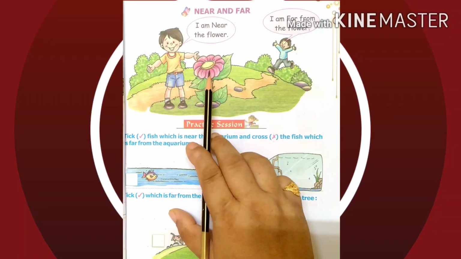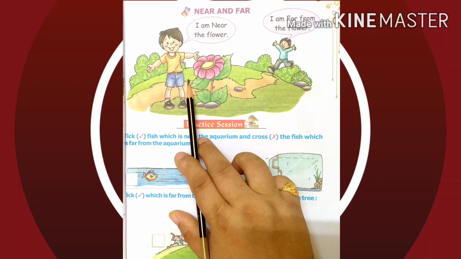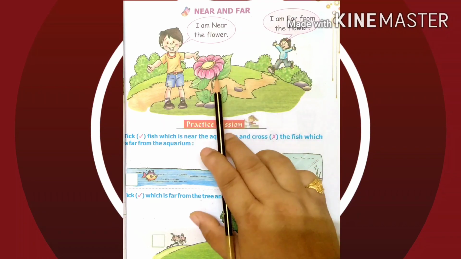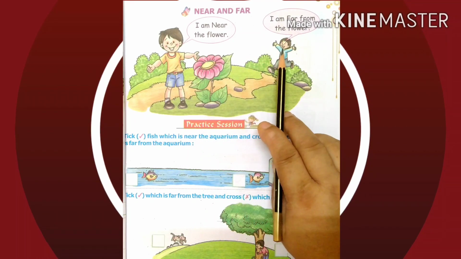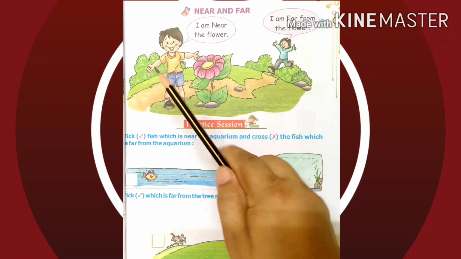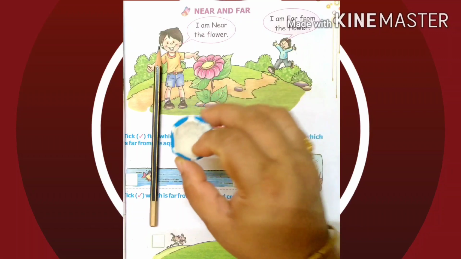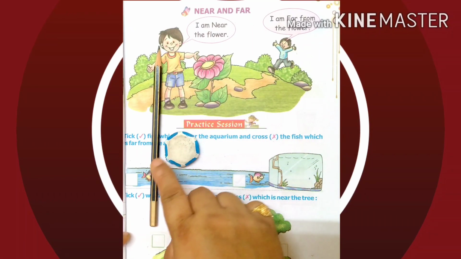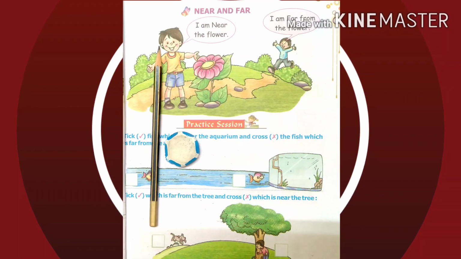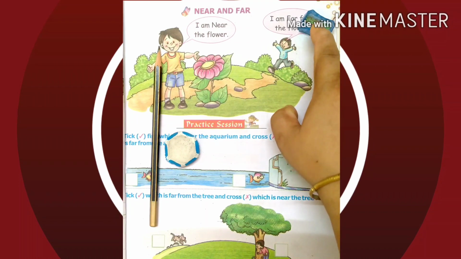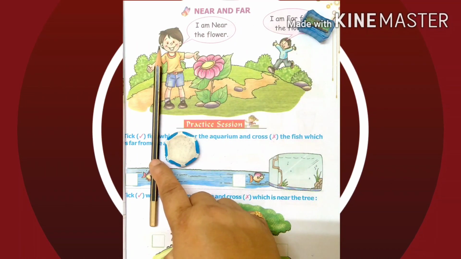ये बॉय फ्लावर के पास में खड़ा है लेकिन ये बॉय फ्लावर से दूर है. Now see this example. Now this is a pencil and this is an eraser. Eraser is near the pencil but the sharpener is far from the pencil.